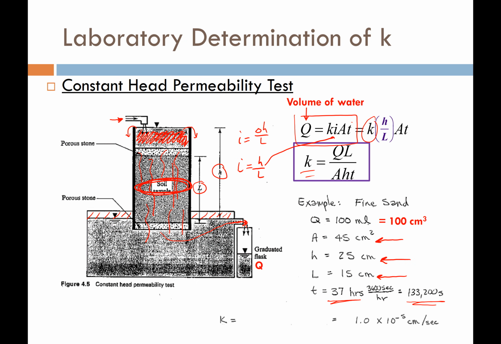So all we need to do is plug and chug, folks. Let's throw all those values into the equation that is given, and we have to make sure that we're using consistent units, of course. But if we do that and we punch the numbers, we're going to get 1.0 times 10 to the minus 5th centimeters per second. That is how we run a constant head permeability test.